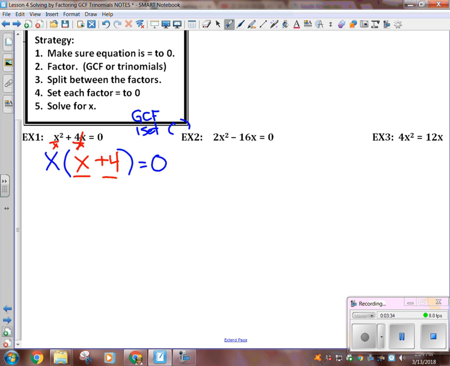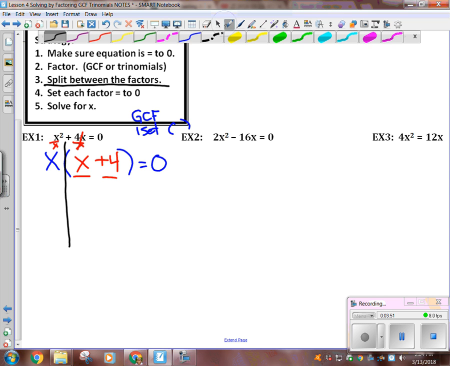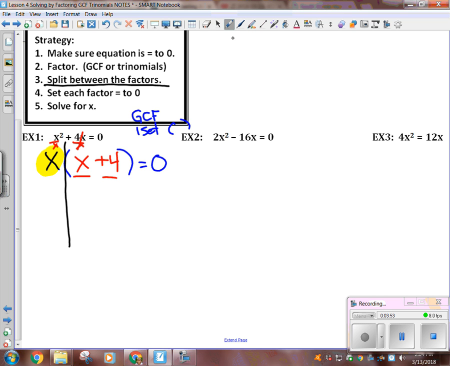I am looking for how many answers? Up to as many as 2. Could be 2, 1, or 0. It says split between the factors. So I'm going to split. My factors are x, which is one factor, multiplied by x plus 4, which is the second factor, and the answer equals 0.